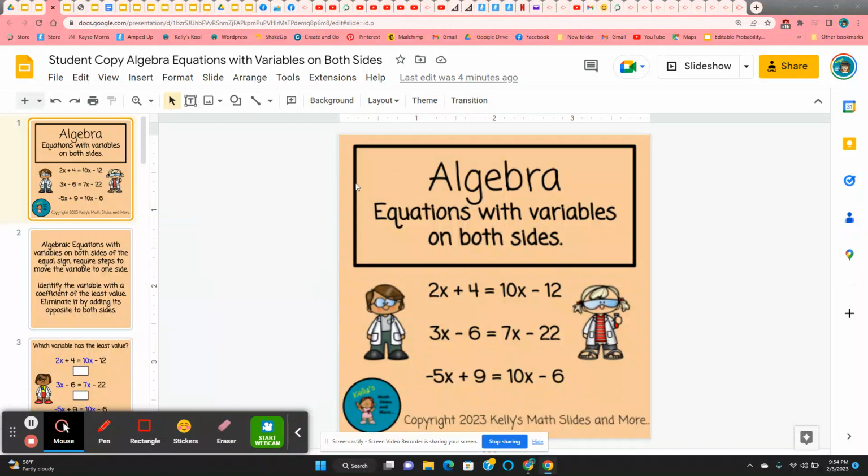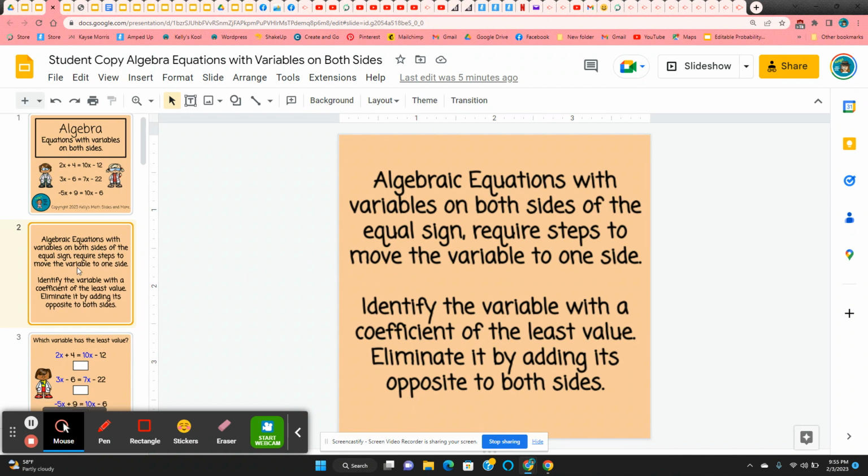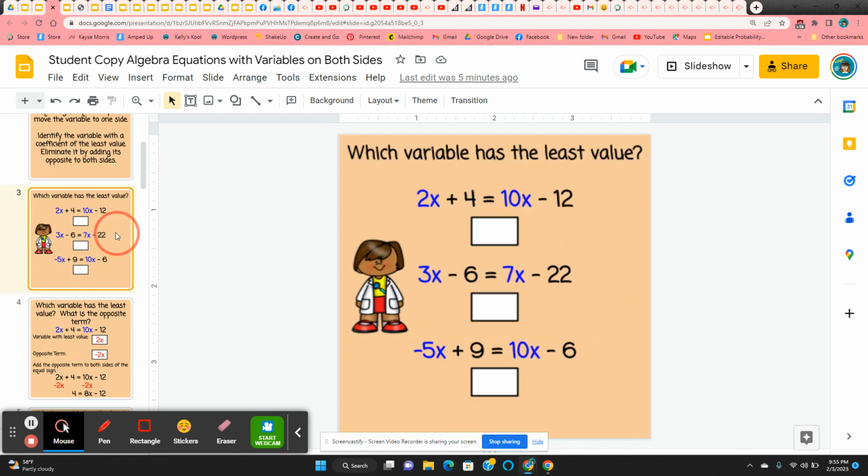This digital lesson explains to students how to solve algebraic equations with variables on both sides of the equal sign. So it starts with an explanation of how to do that. Students are going to be looking at the terms that include the variables, and they're going to be choosing the one with the lesser value. And they're going to eliminate that first from both sides, so that they have a variable only on one side of the equal sign.